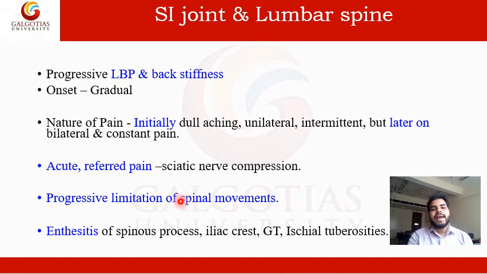Progressive low back pain can occur. Back stiffness is of gradual onset. The nature of pain is initially dull, aching, unilateral, and intermittent, but later on bilateral and constant. There can be acute referred pain from sciatic nerve compression. If your sciatic nerve is compressed, then your patient can complain of radiating pain. Then there is progressive limitation of spinal movement, and enthesitis of the spinous process, iliac crest, greater trochanter, and ischial tuberosities. These are the symptoms of the SI joint.